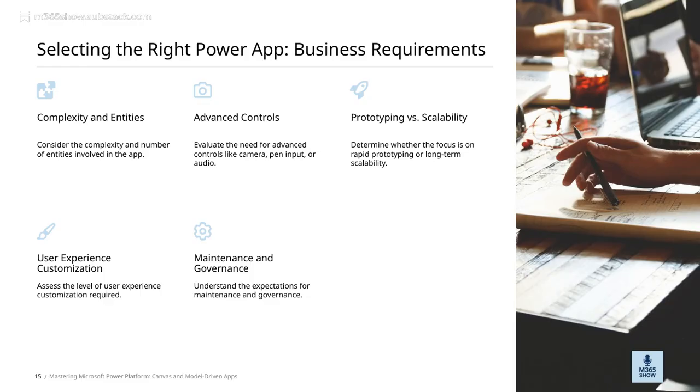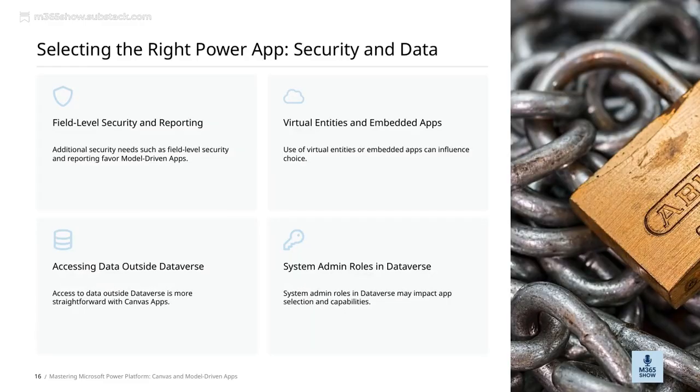Lastly, think about the overall complexity of your app, specifically, the number of entities involved and how intricate their relationships are. This will influence your design approach and the app's performance. All these considerations are interconnected and help you choose the most suitable Power app type, ensuring it aligns perfectly with your business needs. Let's talk about selecting the right Power app, focusing on security and data considerations.